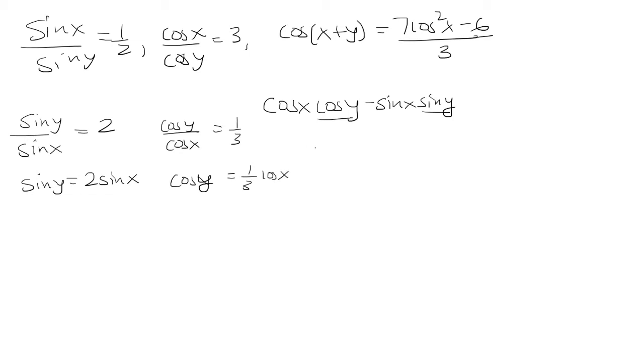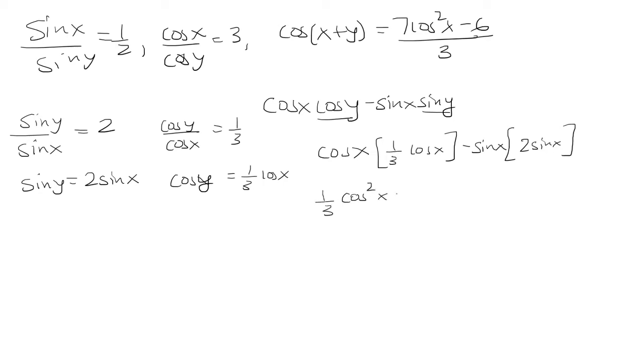Okay, let's substitute now. We have cosine x, and then cosine of y is just 1/3 cosine x. And then sine of y is 2 sine x. Okay, we have cosine times cosine is cosine squared. And then we have a 1/3 in front. Sine times sine is sine squared.